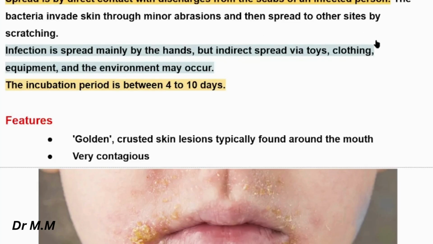And this is important for the children who go to kindergarten. If they have impetigo, they must be kept away from kindergarten or school until their impetigo is treated, because it can spread indirectly via toys, clothing, equipment, and their environment. The incubation period is between 4 to 10 days.